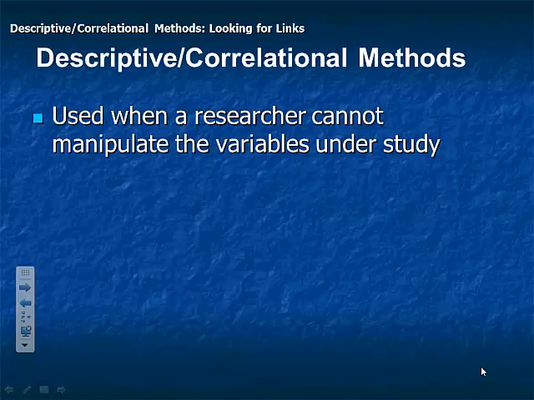Okay. So, like I said, it's used when researchers can't manipulate the variables under study, and so they would rather just learn if there is an association here, but you have to be very careful because you can't say that one thing caused the other.